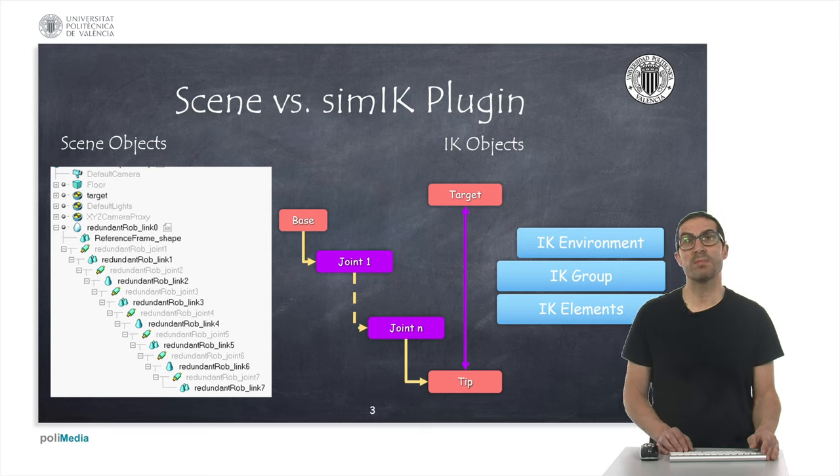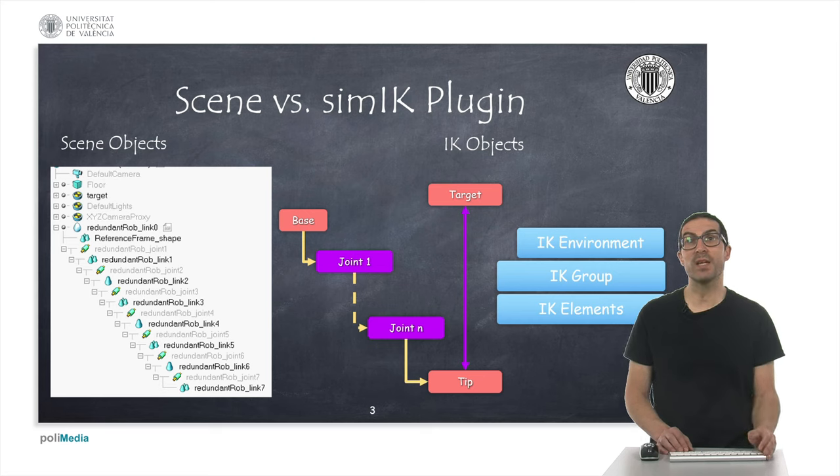We're going to distinguish between scene objects and objects belonging to the IK plugin's environment. So the first thing we need to do is to create an IK environment. Then we will create a set of elements: the base, the end effector or tip, and the target dummies. Also, we need to create IK joints. All these objects are created inside the IK environment.